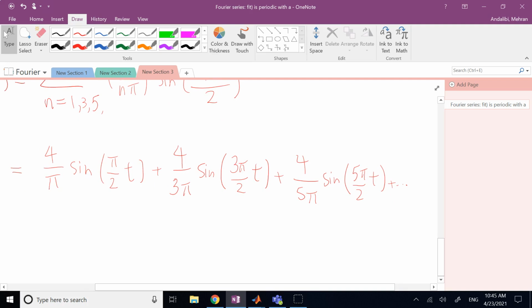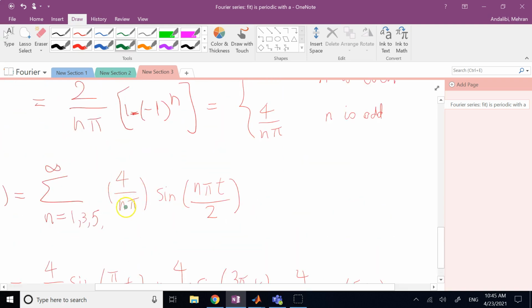Now, a few important things. One is, if you look, the frequencies are increasing. This is 3 times the previous one, this is 5 times the first one, and so on. So the frequencies of the harmonics are increasing, but on the other hand, the magnitudes of the coefficients are decreasing. This is 4 over pi, this is 4 over 3 pi, 4 over 5 pi, and so on. So the magnitude of this coefficient, clearly, as n gets bigger and bigger, approaches 0.